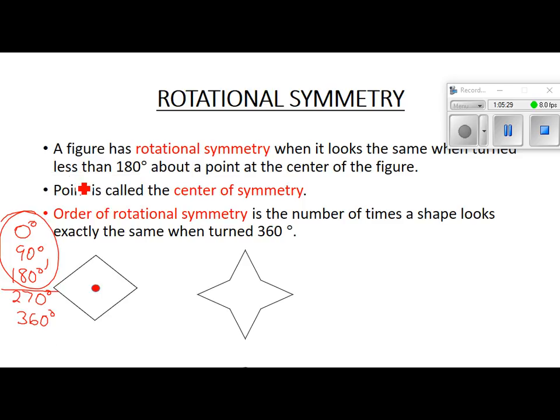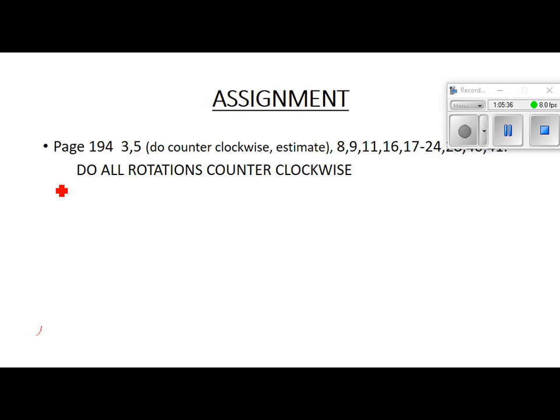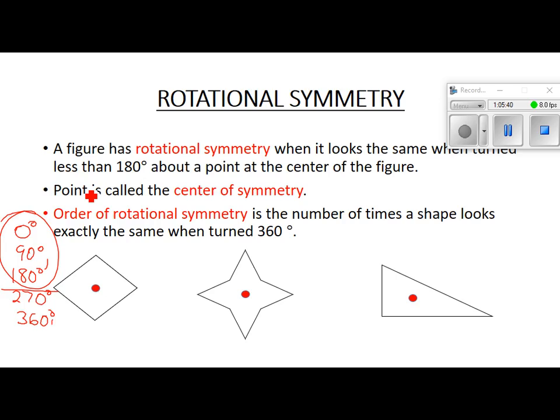I got a question. Yeah. What if you have a shape that's like the angles or the lines are different measurements? Yeah, I've got one for you. Got it?